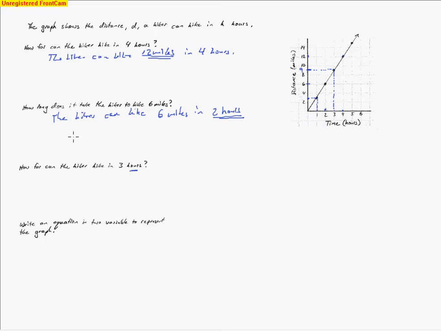So I would say the hiker can hike, we'll go with 9 miles in 3 hours. So that would be our answer. And then we're asked to write an equation in 2 variables to represent the graph.